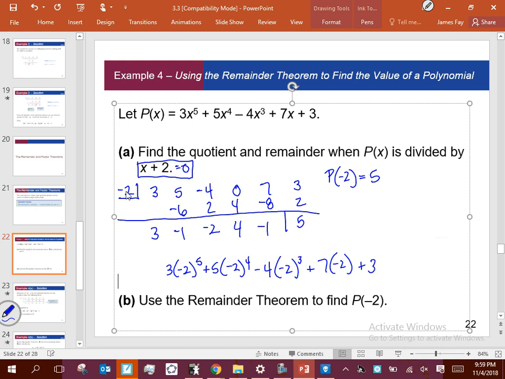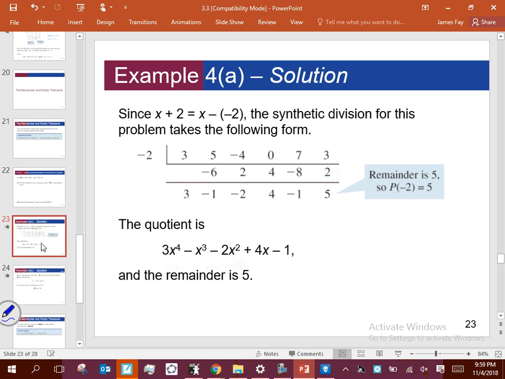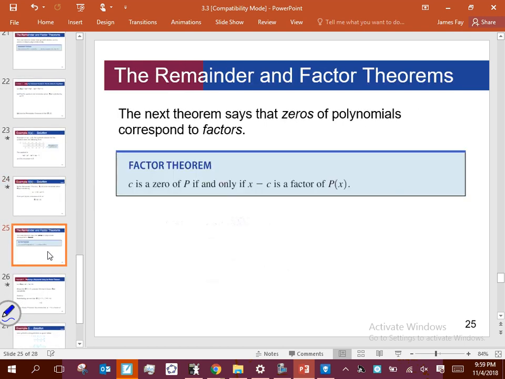If you evaluate at negative 2, you get 5 back, which is the remainder of the division of 3x to the 5th, that long polynomial, by x plus 2. That's all the remainder theorem says. But there's a lot of consequences of the remainder theorem that are pretty nice for us. All right, so keep going through. It's just showing the work for those.